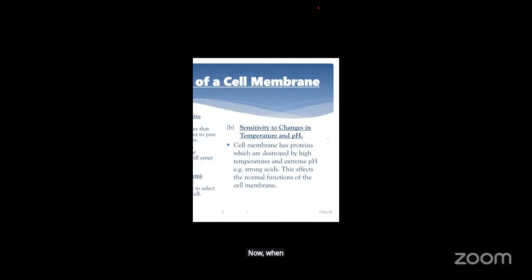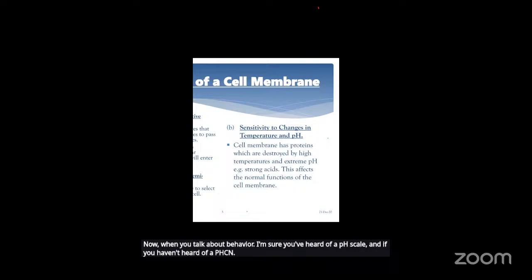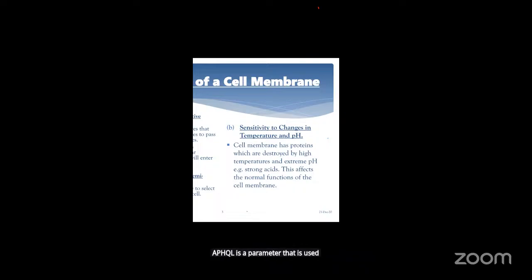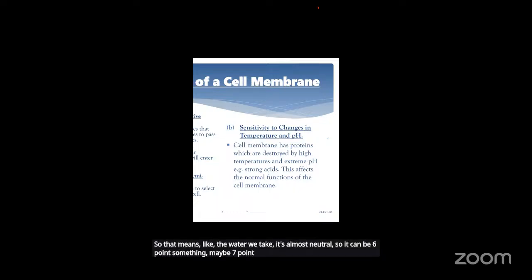Now, when you talk about pH, I'm sure you've heard of a pH scale, and if you haven't, a pH scale is a parameter that is used to measure how acidic a substance is or how basic or alkaline a substance is. If a substance is extremely acidic, we say it has a low pH. The pH range is 1, 2, 3, 4, 5, 6. pH 7 is neutral. So that means like the water we take, it's almost neutral. So it can be 6 point something, maybe 7 point something, hapo karibu na neutral.